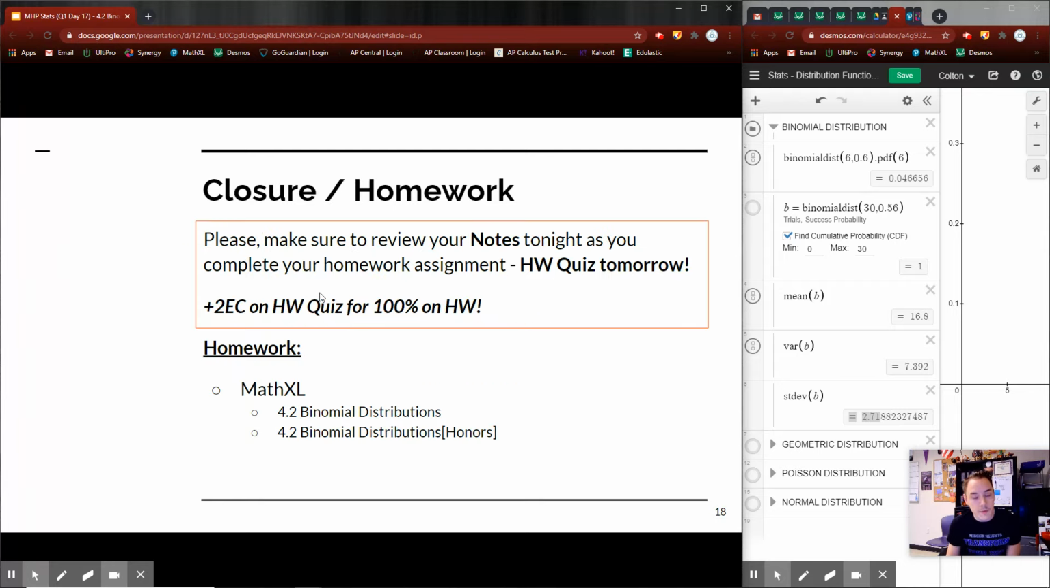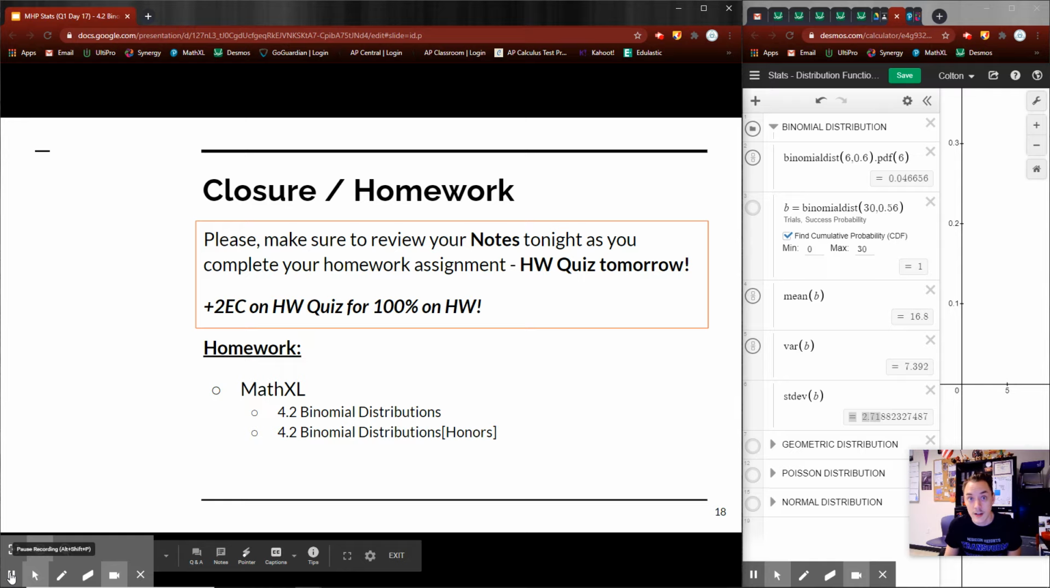Guys, I hope you paid attention. I hope you are getting familiar with Desmos and this function, this graph, and I hope you are adequately prepared for the homework quiz tomorrow. So please, please, please do your homework. If you get 100% on the homework, you get up to 2 extra credit points on the homework quiz. If you have any questions, please email me. Please email me if you have any questions on Desmos or any other helpful tips that you could share my way to make it better.